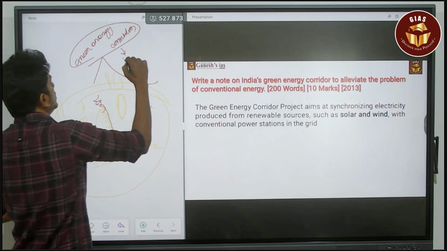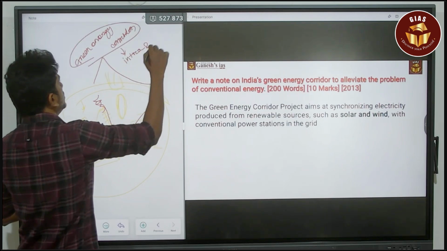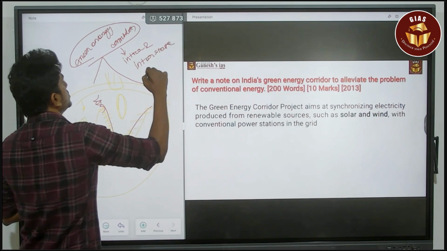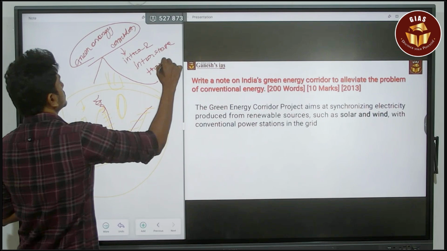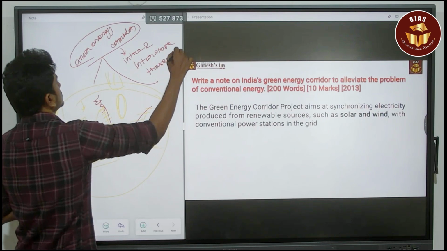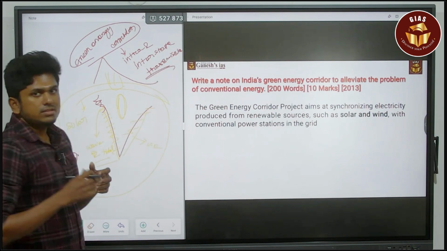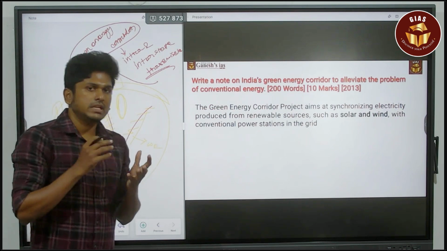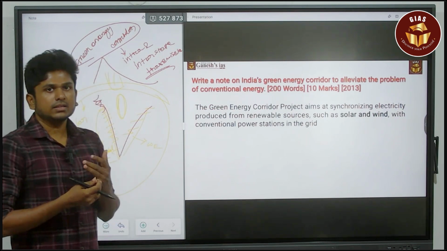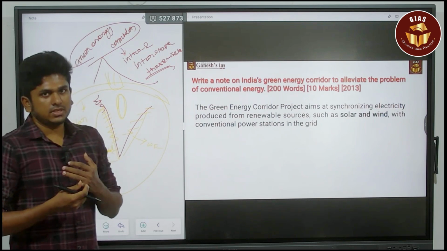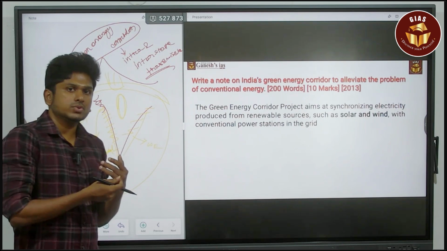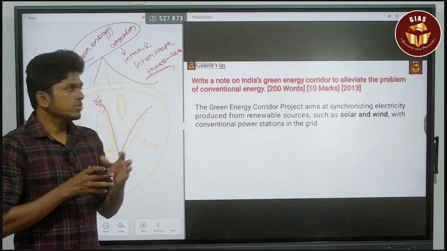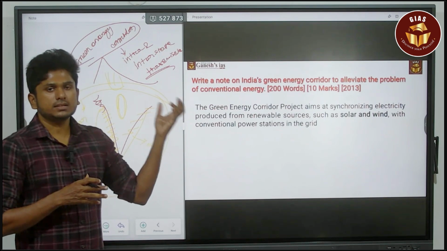So for intra and interstate transmission, we need this green energy corridor. The main need of this green energy corridor is to connect the surplus region with the deficit region and also connect the conventional source with the renewable energy source. So these are the main needs. So only we are speaking about this green energy corridor.